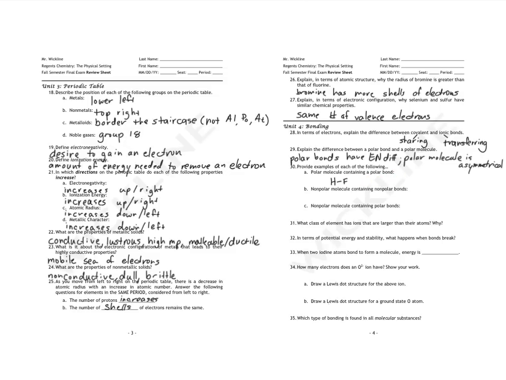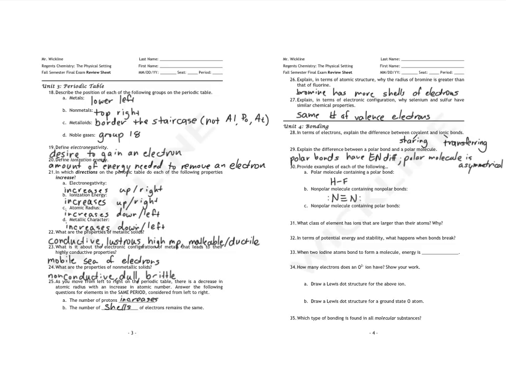All right, next example, a nonpolar molecule containing nonpolar bonds. A good example would be a diatomic molecule, such as nitrogen. It would have a nonpolar bond because of the electronegativity difference of 0 between the two atoms, and the molecule would be nonpolar because of its symmetry.